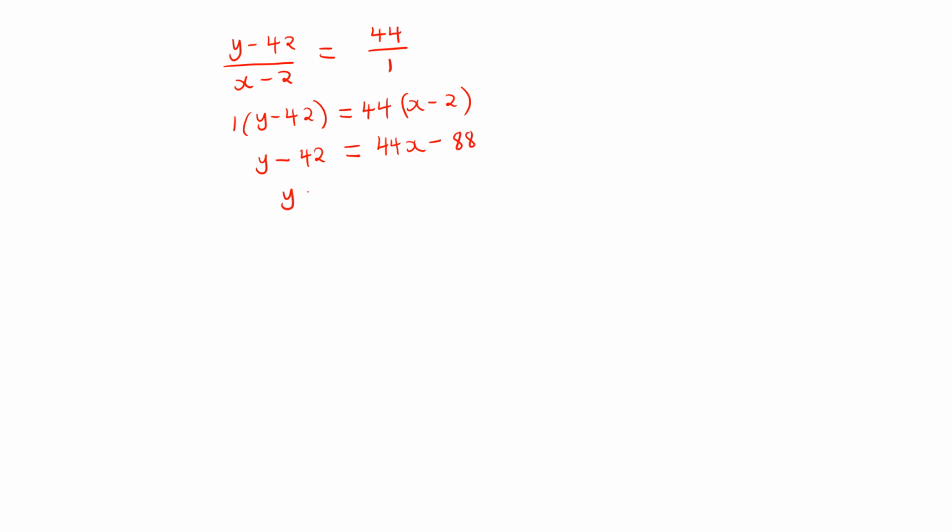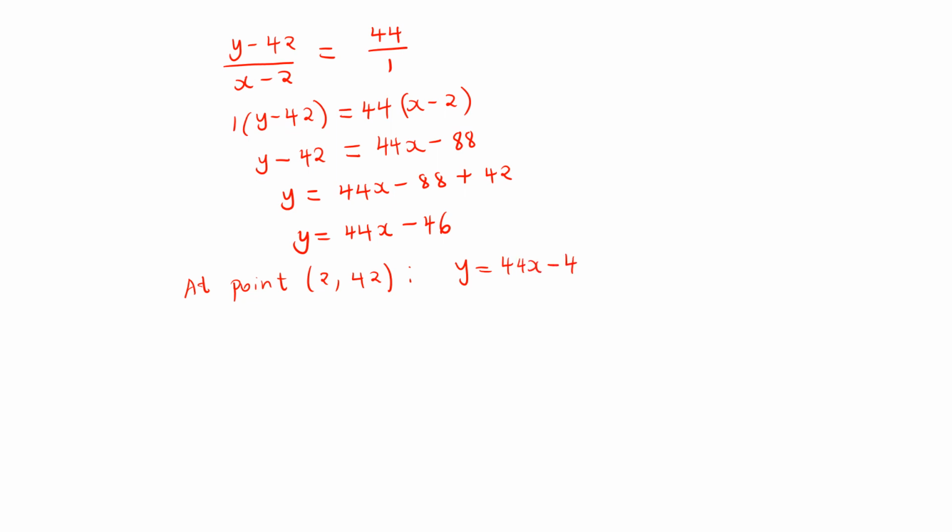So we shall take negative 42 to the other side of the equation, where it will become positive. So we will have 44x minus 88 plus 42. And if we collect the like terms, minus 88 plus 42 will give us minus 46. So the equation of the tangent at point 2, 42 is given by y is equal to 44x minus 46.